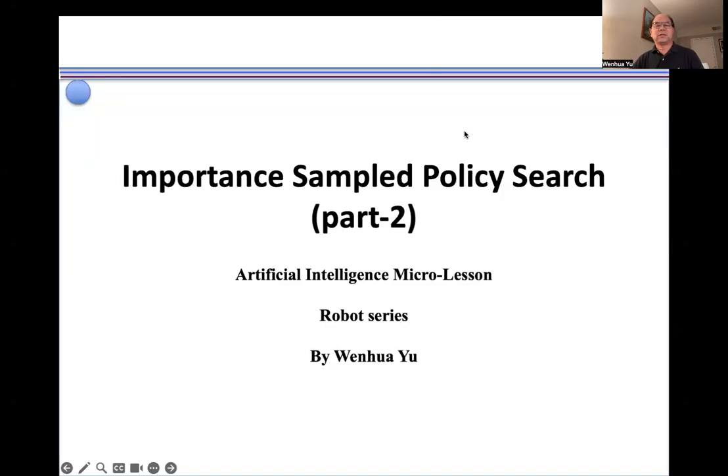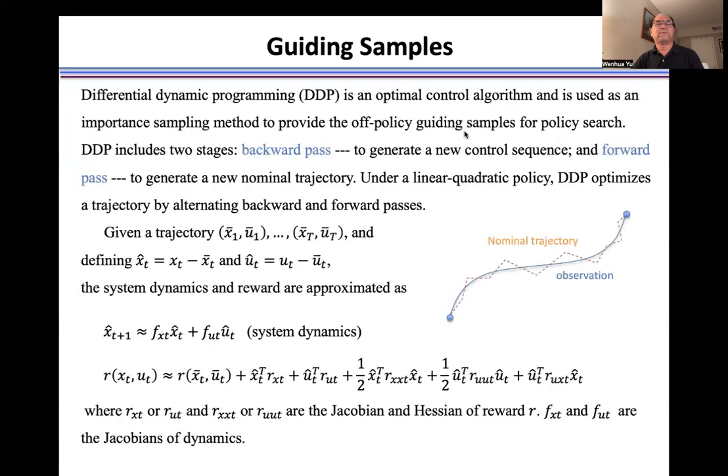Now I introduce the importance of sampled policy search. This is part 2. Differential dynamic programming is an optimal control method. Now we use it as an important sampling method to provide the policy guiding samples for policy search.